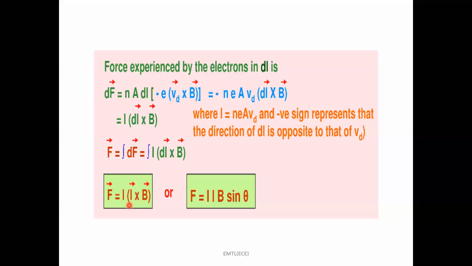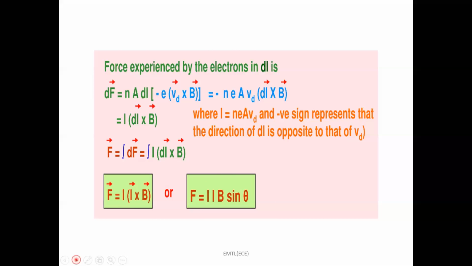As we already know, A cross B value is AB sin theta. In a similar manner, L cross B is equal to LB sin theta. So simply, the magnetic force experienced by a current carrying element placed in a magnetic field is F equal to BIL sin theta, or simply Bill sin theta.